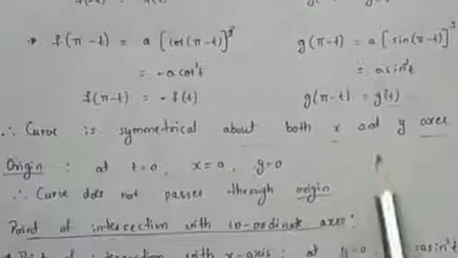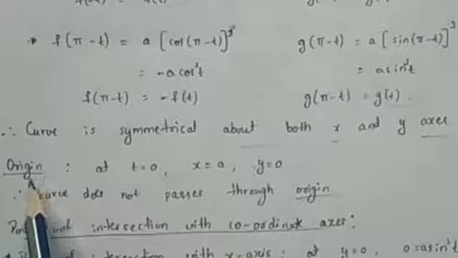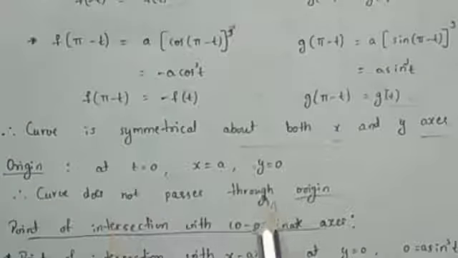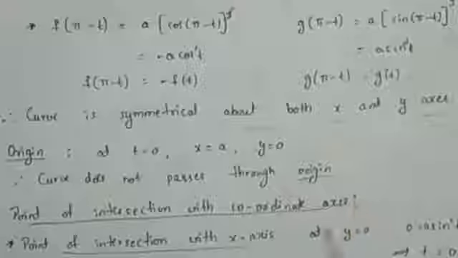This is the first point. The next one is the origin. The curve does not pass through the origin.